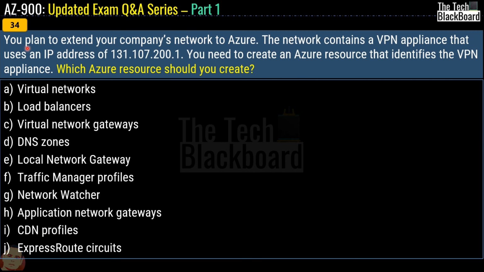The question says that you plan to extend your company's network to Azure. The network contains a VPN appliance that uses an IP address of 131.107.200.1. Now you need to create an Azure resource that identifies the VPN appliance. Which Azure resource should you create? Your options are virtual network, load balancers, virtual network gateways, DNS zones, local network gateway, traffic manager profile, network watcher, application gateways, CDN profile, or express route circuits. And the correct answer for this question is option E, local network gateway.